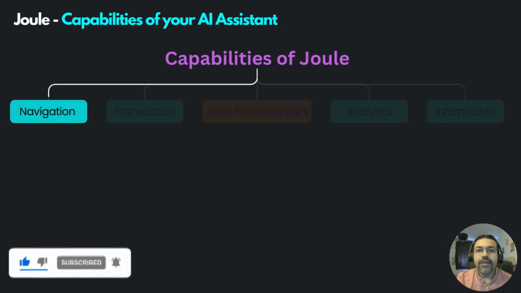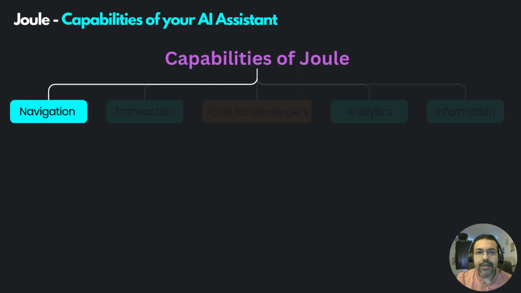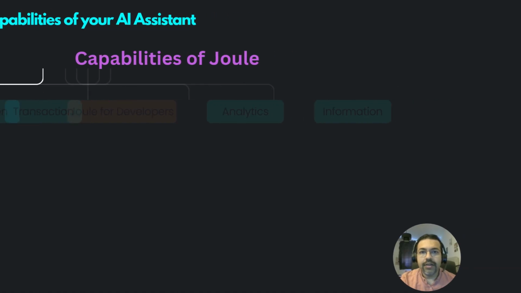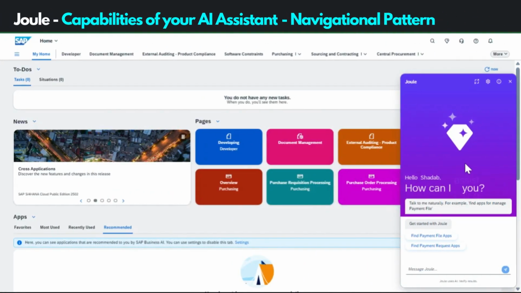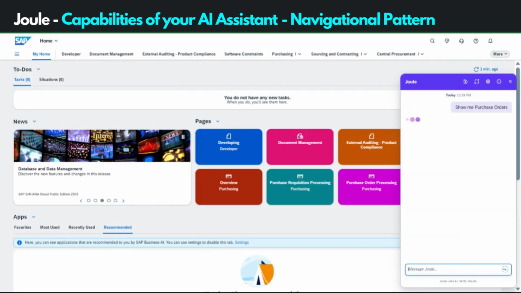Navigational patterns. You can ask Joule to navigate to a particular application. For example, here I am logged into my S4HANA public cloud tenant and look for the sparkling diamond icon. This will trigger up the chat window within which you can talk to your assistant. Now, let's say I don't know which app is used to view the purchase orders. So I'll just go ahead and ask Joule. I'll say, show me purchase orders.